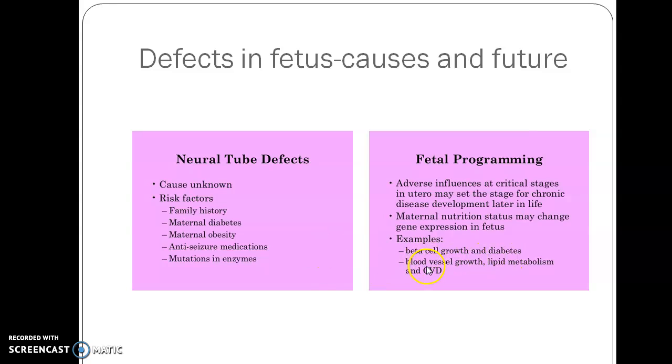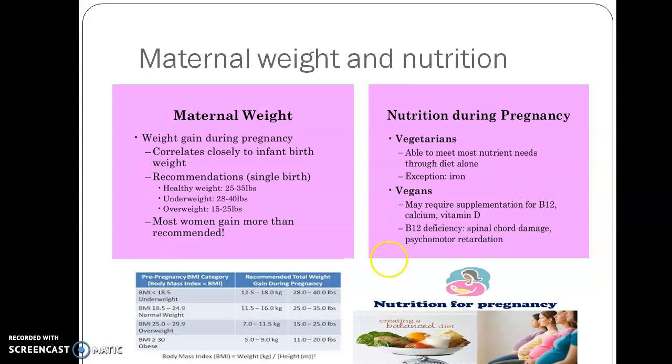It will also adversely affect their blood vessel growth and lipid metabolism, and they will be prone to cardiovascular diseases or coronary artery diseases. Such complications can arise in such individuals. The maternal weight and nutrition is very important during pregnancy. A full-term pregnant woman must gain, that is have a weight of plus 10 to 12 kg of their initial weight.